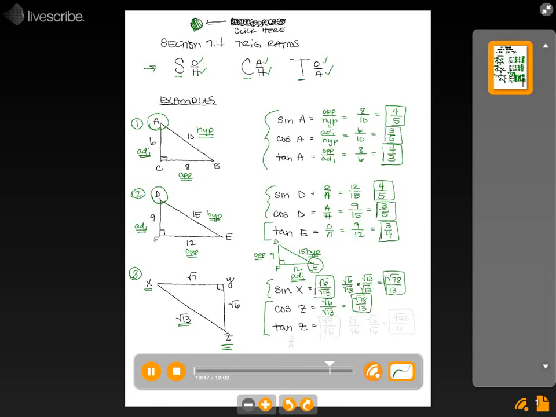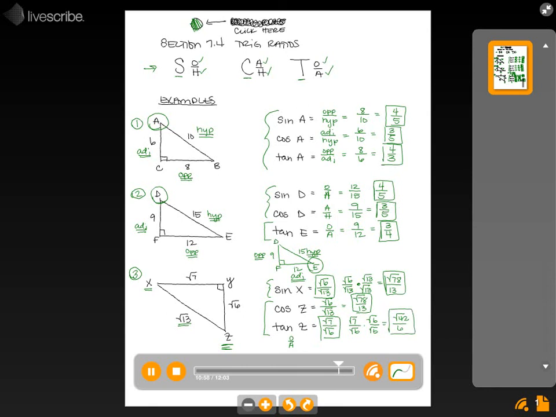Last one, we're going to look at tangent of Z. Tangent is opposite over adjacent. Now the opposite side to Z, the one across from Z, is the square root of 7. The side adjacent to Z is the square root of 6. So we have the square root of 7 over the square root of 6. That's our unrationalized answer. If we're going to rationalize it, we need to multiply the numerator and the denominator by the square root of 6, because that will get rid of our radical in the denominator. Root 6 times root 6 is the square root of 36, and the square root of 36 is 6. And then we have 7 times 6, which gives us the square root of 42. Now there would be our answer.